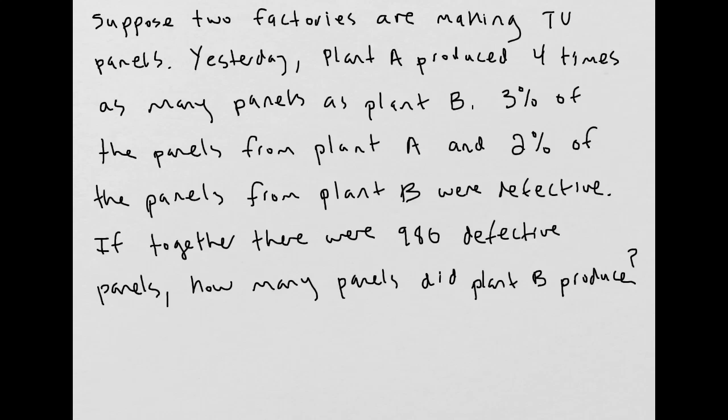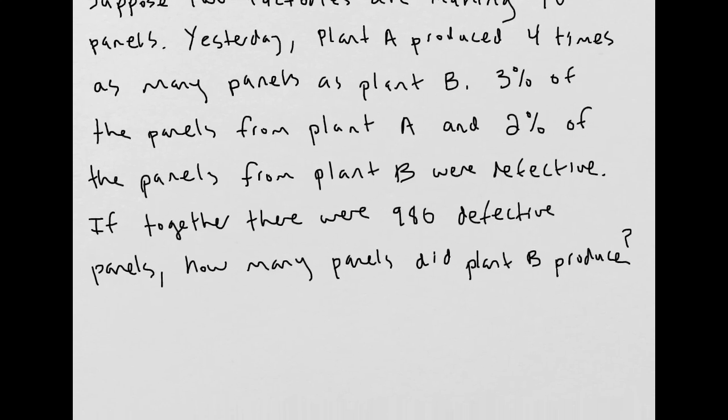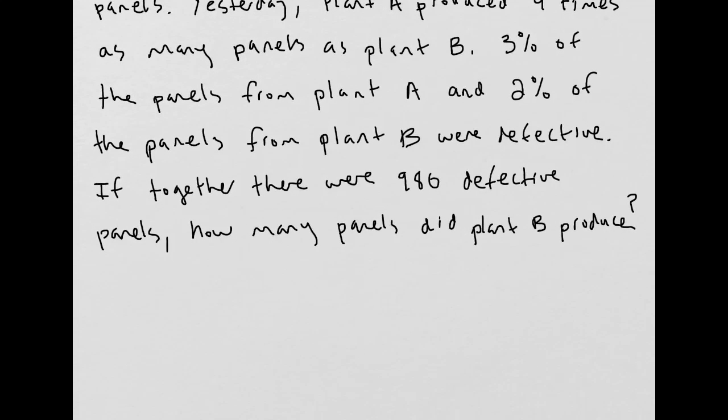So if we think back to the car situation, I kind of see something similar. So we have these two plants producing panels. A percentage of them are defective. So if I want to know how many are defective, I can use that same type of formula that we found before. So the formula looked like this. Percent defective times the total number of panels equals the number of defective panels.